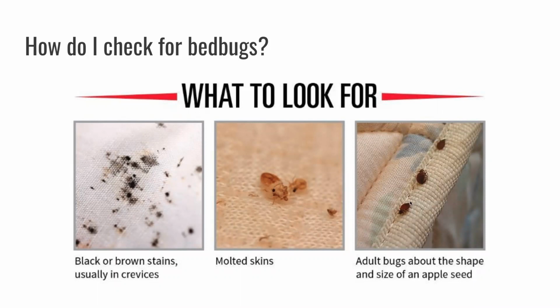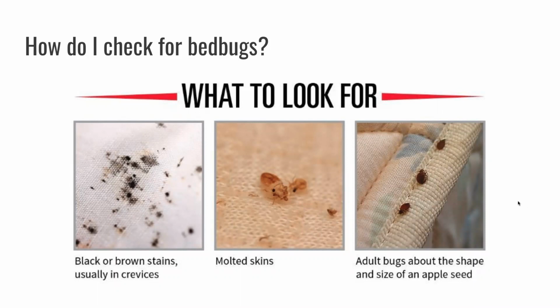And then if you see the adults around, that's another good sign. And remember, we said they look kind of like apple seeds. So if you think about apple seeds, they're not actually that tiny. So you would definitely be able to see them.